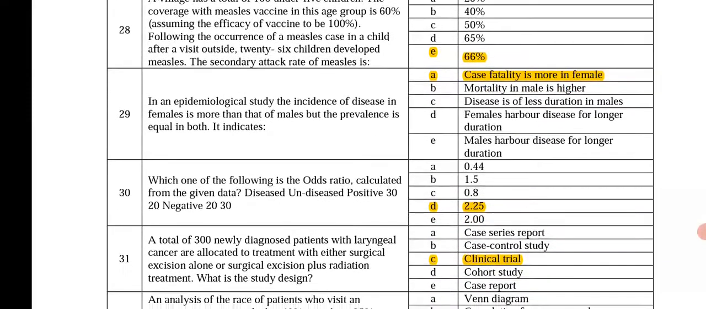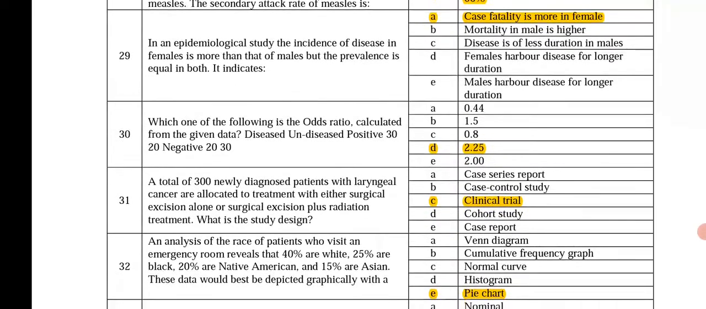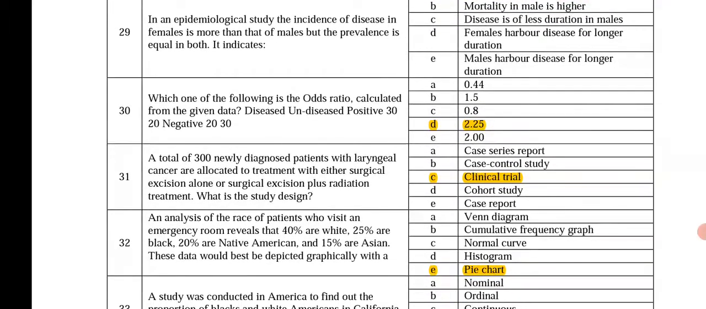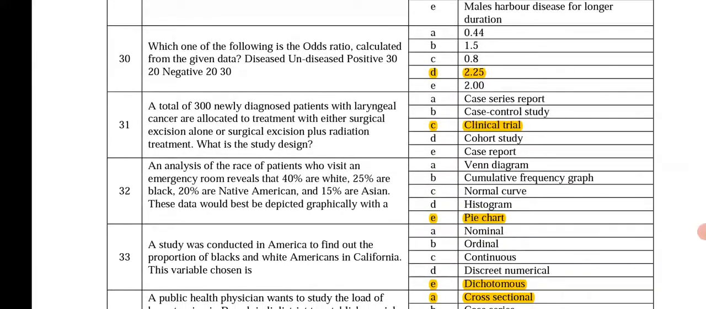In an epidemiological study, the incidence of disease in females is more than that of males, but the prevalence is equal in both. It indicates case fatality is more in females. Which of the following is the odds ratio calculated from the given data? Diseased, undiseased: positive 30, 20; negative 20, 30. 2.25. A total of 300 newly diagnosed patients with laryngeal cancer are allocated to treatment with either surgical excision alone or surgical excision plus radiation treatment.